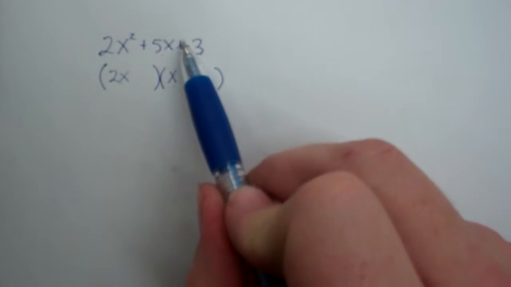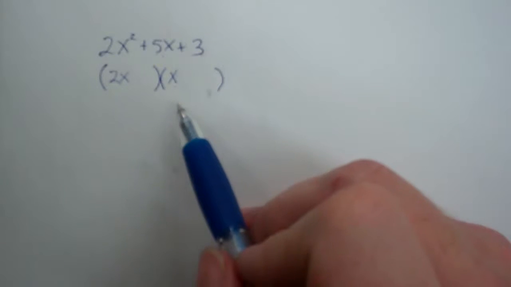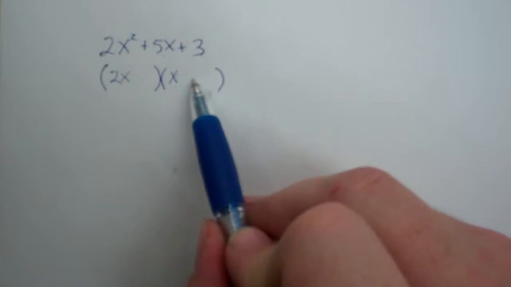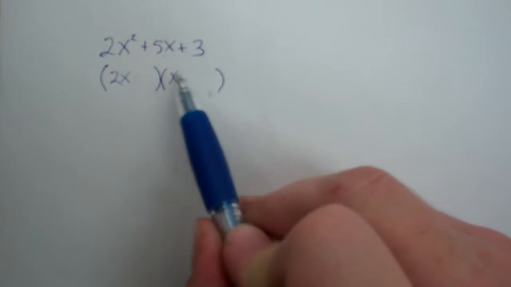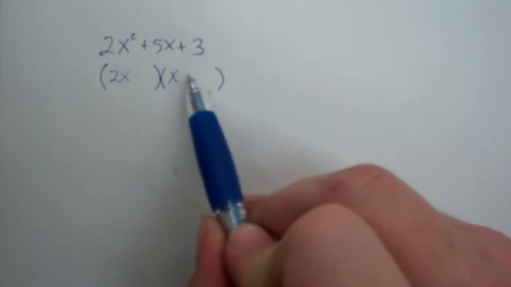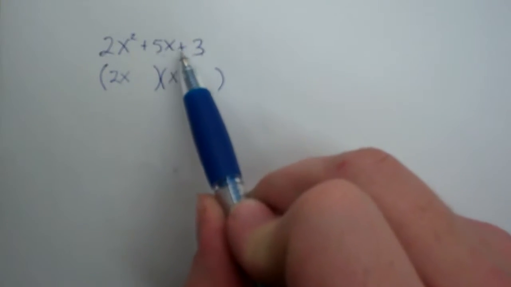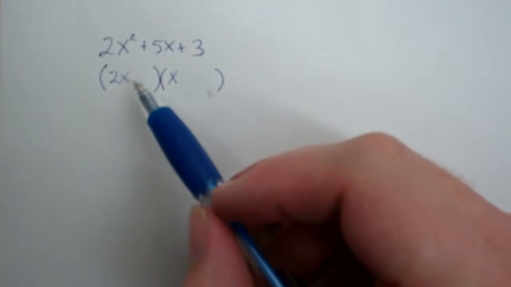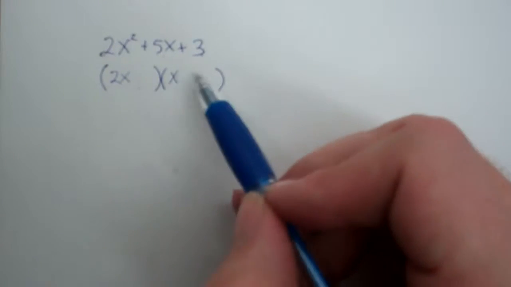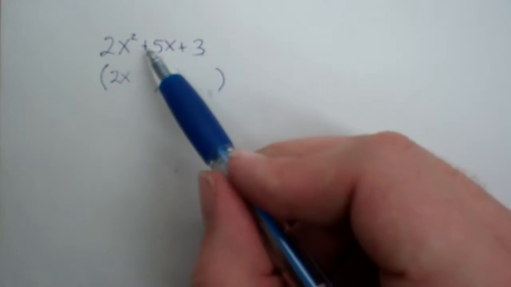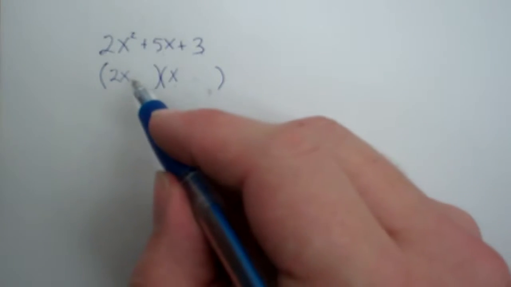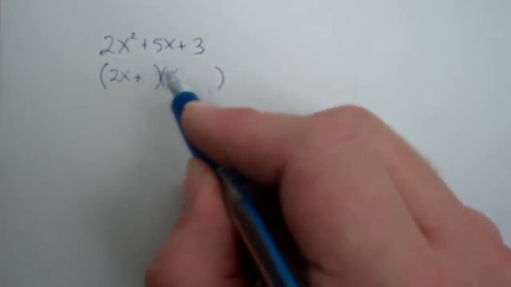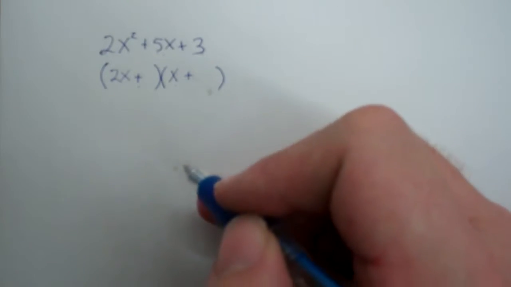As usual, we look at this term to decide, are these signs going to be the same or different? These signs have to be the same since this is a positive. Which the same? Are they going to both be pluses or are they both going to be minuses? I can tell from this that they're both going to be pluses. So I will put a plus sign and a plus sign.